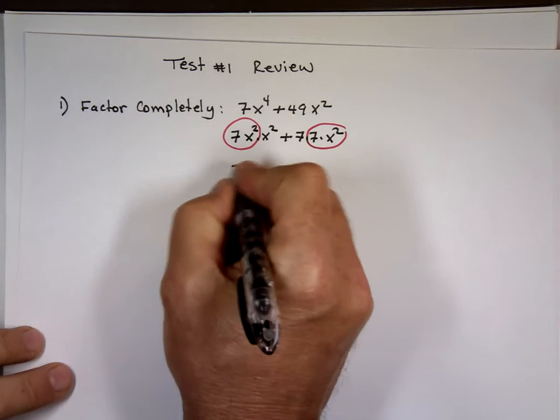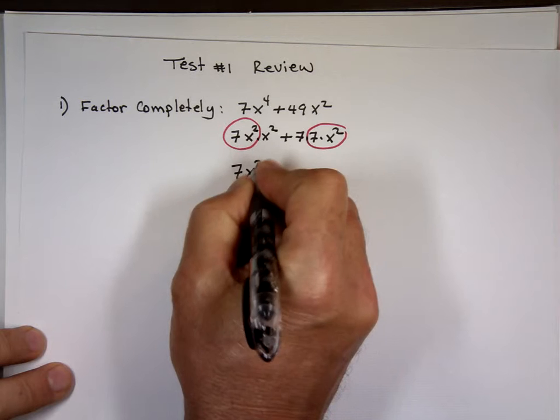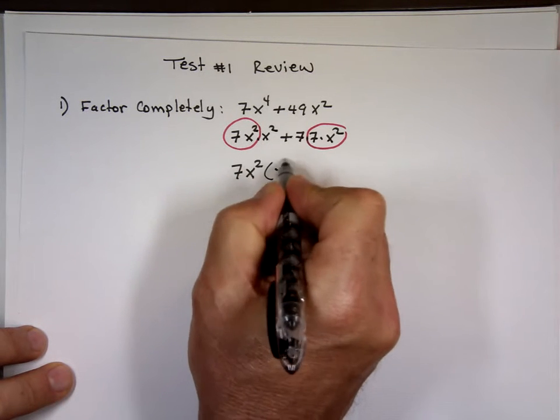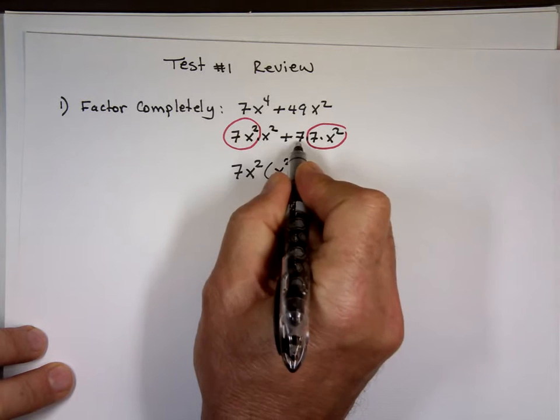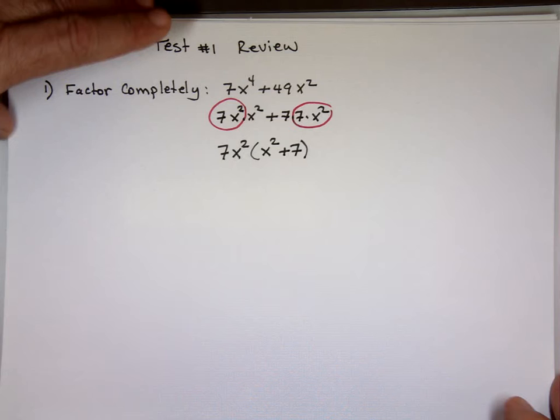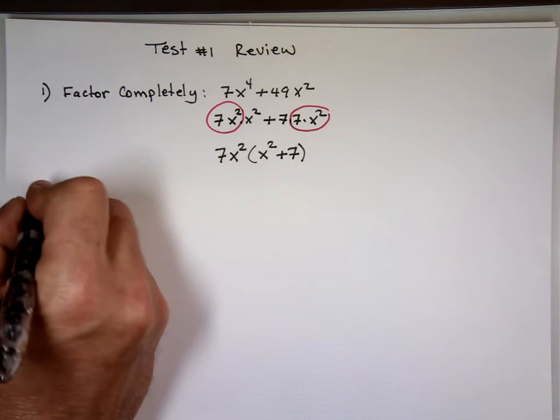So if I pull that in the front there, what's left in the first group? What's left is that term, which is what? X squared plus what's left here is that 7. And we just factored problem number 1.